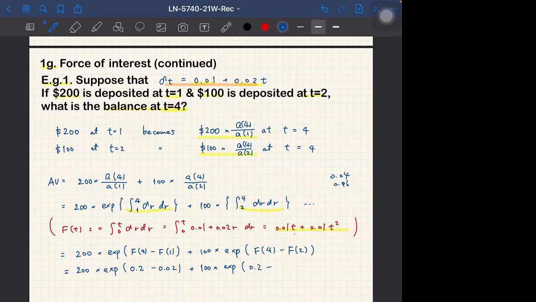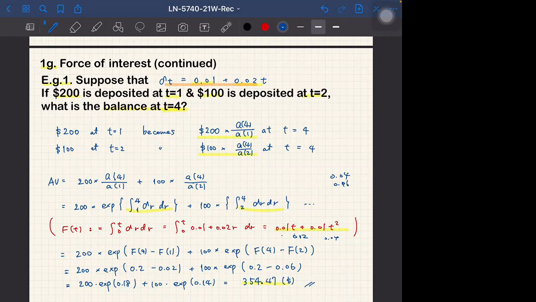Then plug in 2 here: 0.02 plus 0.04, so 0.06. So this becomes 200 times the exponential of 0.18 plus 100 times the exponential of 0.14. By using a calculator, this becomes 354.47 dollars. So this is the answer.